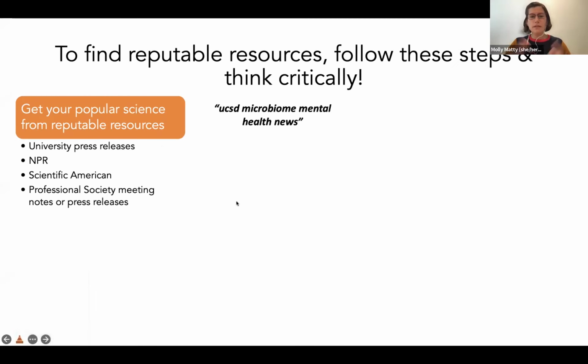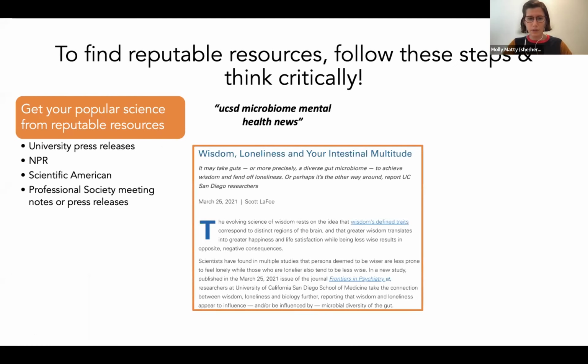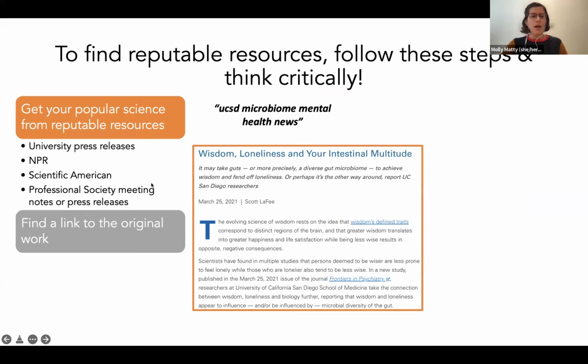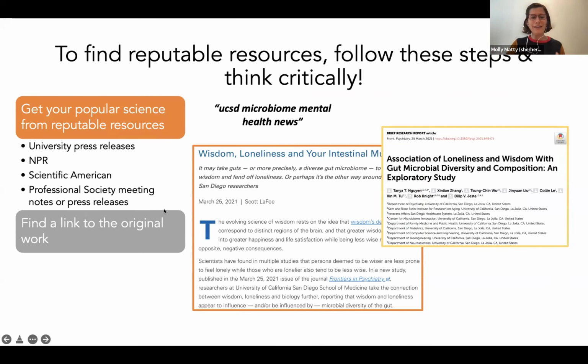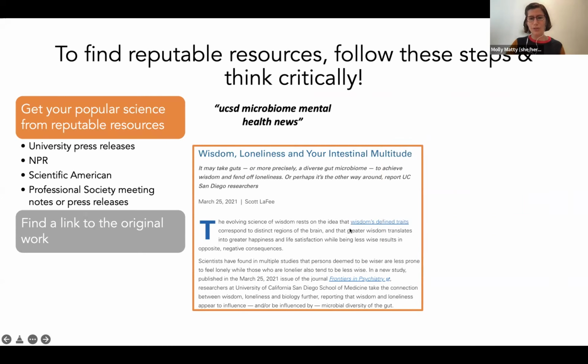Then you can type in something into Google, like maybe we're here in San Diego, UCSD Microbiome Mental Health News. I did that, and I found this article from last year that said, "Wisdom, Loneliness, and Your Intestinal Multitude," which kind of sounds clickbaity, but we read a little further and we actually see that this is based off of research going on at UC San Diego. I encourage you to engage with that article, figure out kind of what you think it's going to be about, but then within it, find the link to the original work, which you can do usually in the very first sentence of a well-written article.